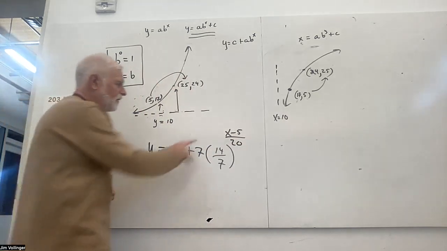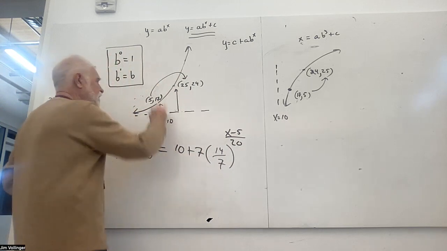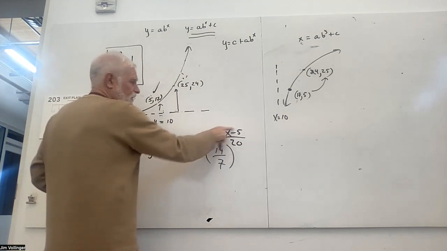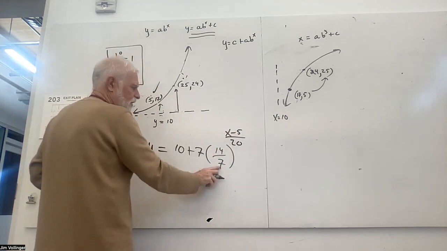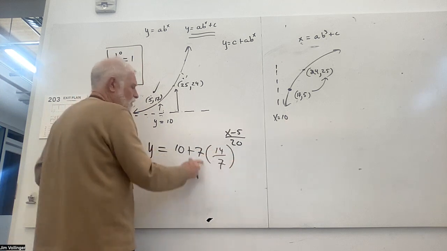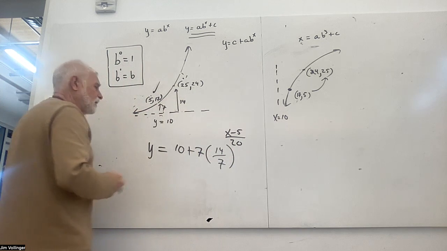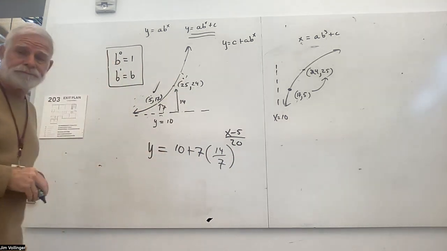All right, so we drop a 5 in. 2 to the 0 is 1. 1 times 7 is 7, plus 10 is 17. So we're nailing that one. And we drop 25 in. 25 minus 5 is 20 divided by 20, which is 1. 14 over 7 to the 1 is 2. 2 times 7 is 14. So we get that jump and we get that jump. And 14 plus 10 is 24. It's that quick and that simple.